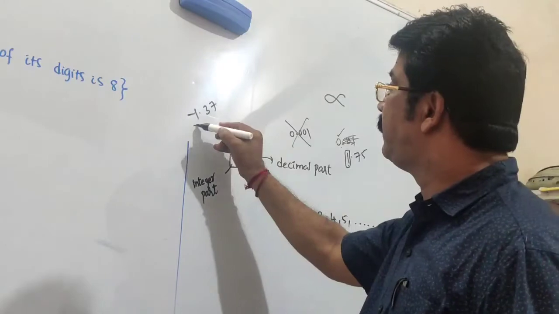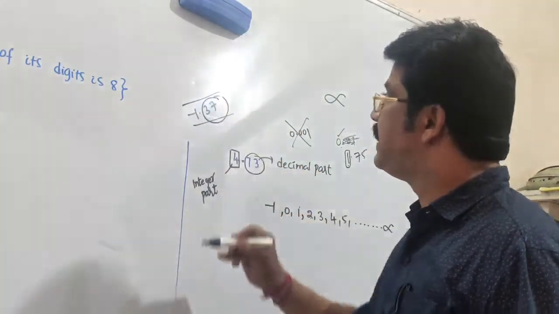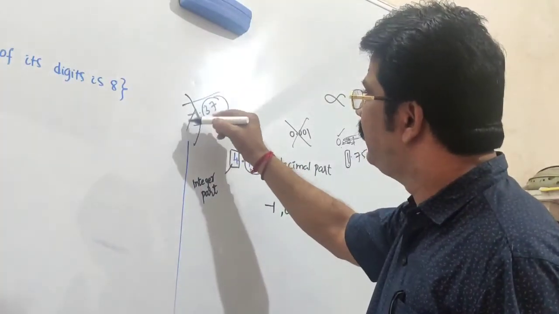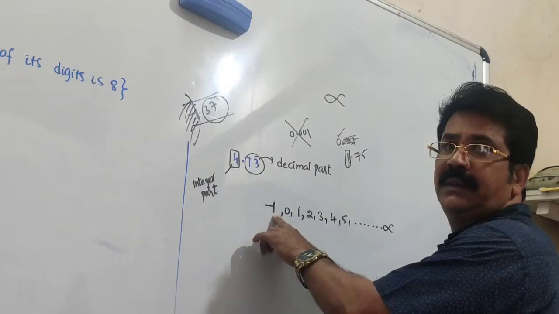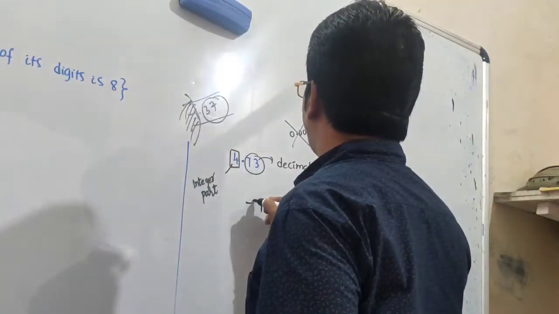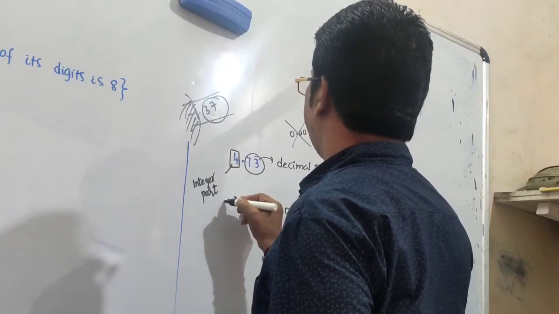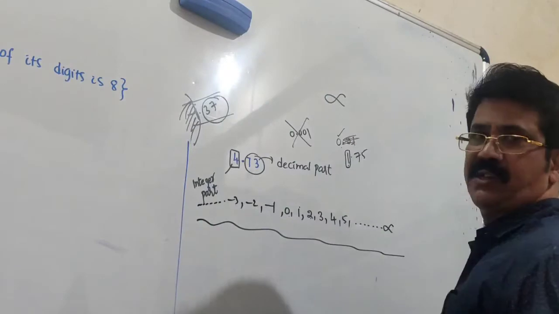If yes, it is not an integer. It is a decimal number. So this part is the decimal part, and this part is the integer part. Therefore, I wrote only minus 1. So minus 1 is an integer. Next, minus 2, minus 3, just like that. So these are all integers.